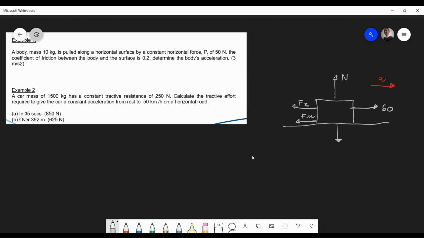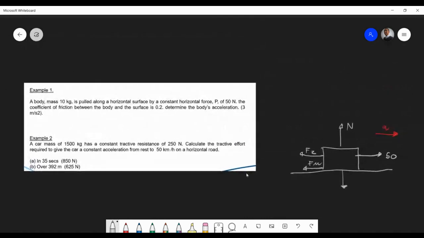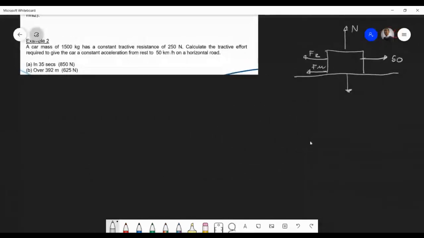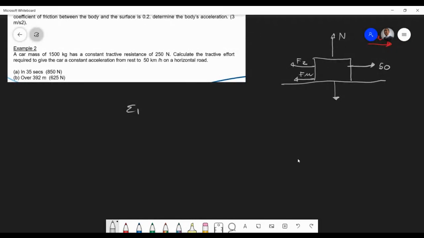Okay. So what do they want? They want the body's acceleration. So looking at what I normally do, sum of the forces in the horizontal direction. I think I'll just make it smaller. I'm not sure why it does this. Okay. Just a little bit like that. I think that's how we're going to start off, right? We know it's going to be force P. I'll just use force P for now. That's going to equal Fz plus F mu.